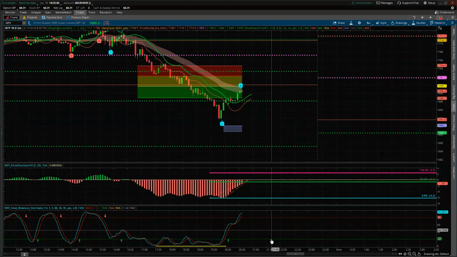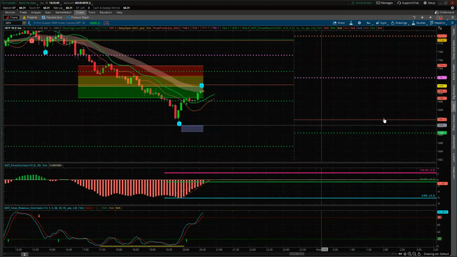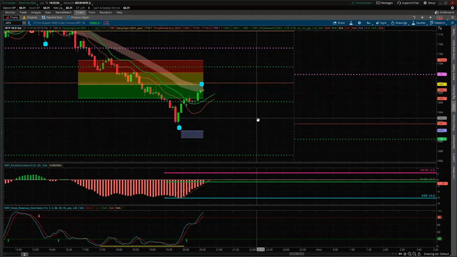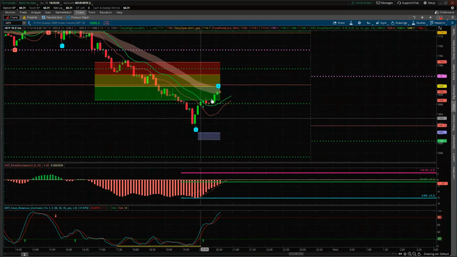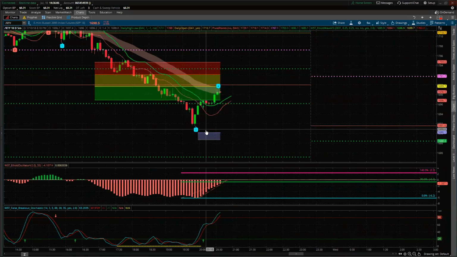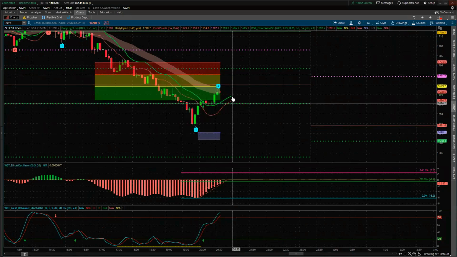So let's just figure out where our entry will be if this does find support. It's a good example. As you can see now, if we make a new wave 4 high, this target zone will adjust. The pullback zone will not adjust. The wave 3 has been formed. But this target zone will adjust slightly if we get new wave 4 highs.